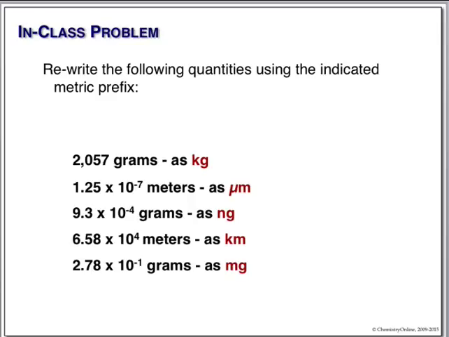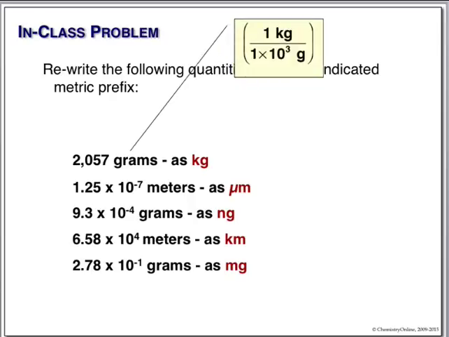All right, we have 2,057 grams. We want to go to kilograms. We need a gram to kilogram ratio, don't we? The ratio we're going to use is this guy: 1 kilogram is 1,000 grams. I've set this up with grams in the denominator. Simply multiply these two things together, and you get 2.057 kilograms.